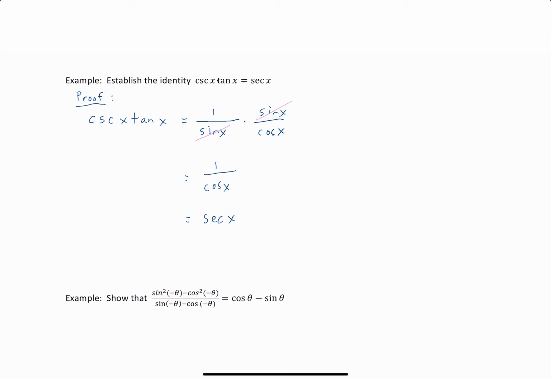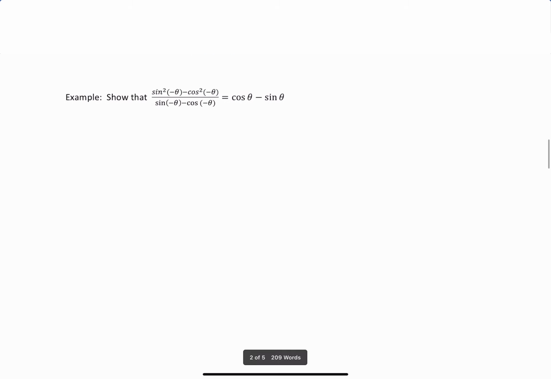Let's try another one. Let's show or prove that sine squared of minus theta minus cosine squared of minus theta over sine of minus theta minus cosine of minus theta is equal to cosine of theta minus sine of theta. Again, my first step is to decide which side I'm going to start with and write it down exactly as it appears in the problem. I'm not going to do anything to it. Just write it down as it is.